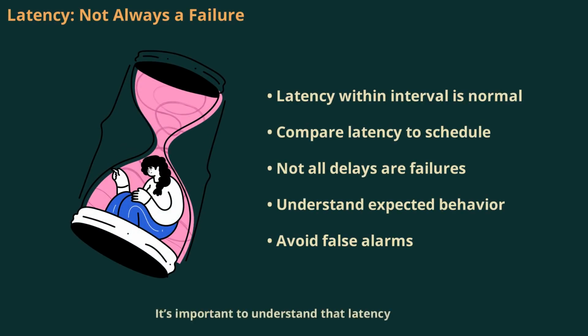It's important to understand that latency is not always a sign of failure. For example, a latency of 179 minutes on a link with a 180-minute replication interval is expected behavior. True failures occur when latency significantly exceeds the configured interval. Always compare observed latency to your scheduled intervals before concluding there's a problem.